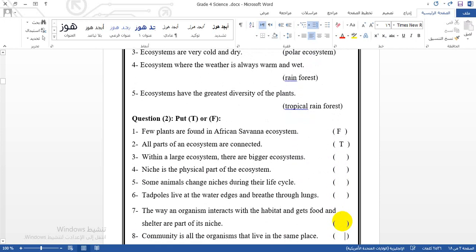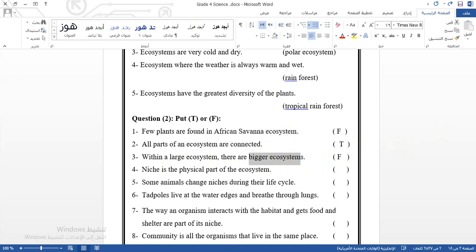Let's see here. Okay, yes, we have too many questions here. With a large ecosystem, there are bigger ecosystems. I think this one is not correct because there are smaller ecosystems, not bigger ecosystems. With a large ecosystem, there are smaller ecosystems. I will explain here what we mean by that. But let's say that this one is false. Why is it false, guys? Because you have to correct this one: not bigger ecosystems, smaller ecosystems.